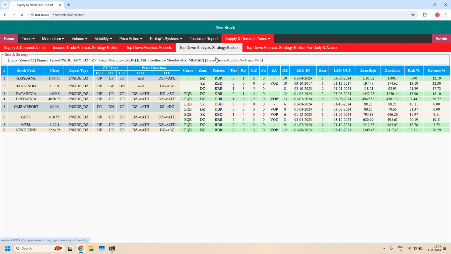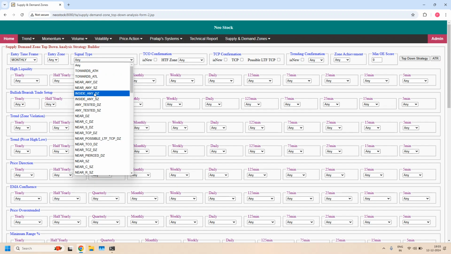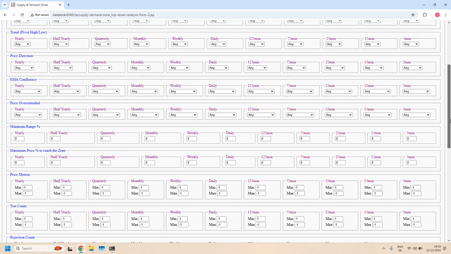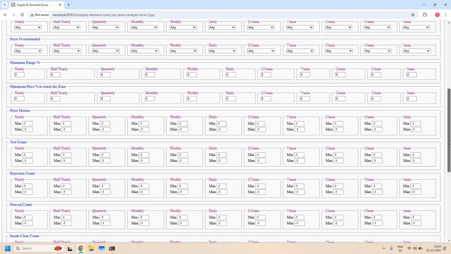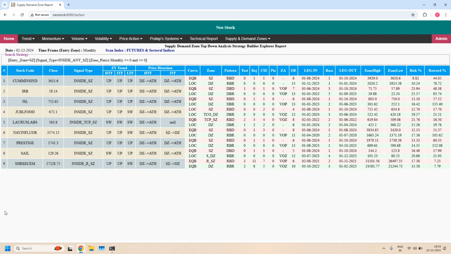Okay, next monthly time frame, price closed inside monthly supply zone. Inside monthly supply zone, these monthly supply zones should not be pierced. So in the pierced count, at monthly time frame, I am setting minimum value 0, maximum value 0. Now let's filter. 9 stocks are filtered where price closed inside monthly supply zone.